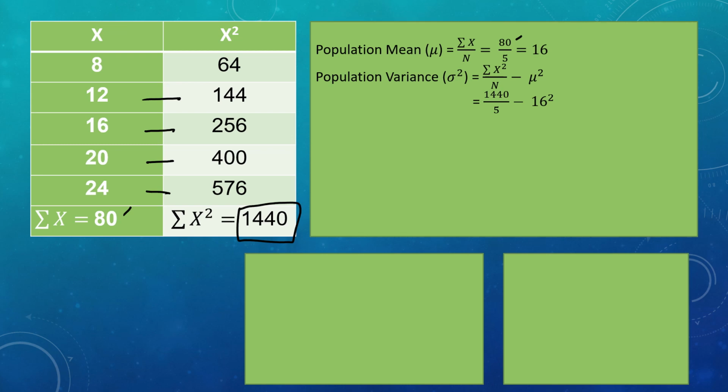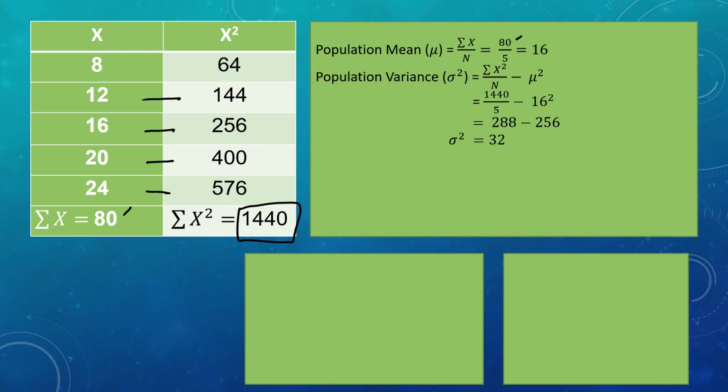Now, by simplification, we need to divide first 1,440 by 5. 1,440 divided by 5 is equal to 288. Bring down the minus. 16 squared is equal to 256. Once you say 16 squared, that is 16 times 16. Now, by subtracting 256 from 288, our population variance is equal to 32.